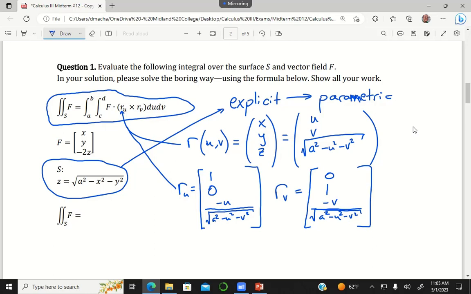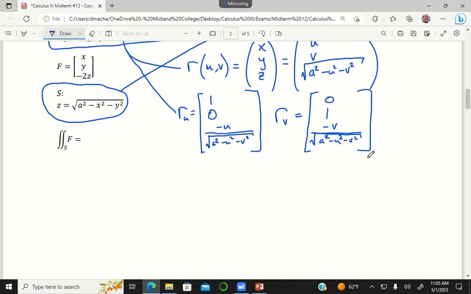Okay. Then, obviously I'm trying to do this formula, right? So I need to take the cross product. Let's do the cross product real quick. r_u cross r_v is going to be the determinant of this thing. No, sorry, I'm thinking about the curl. But this is just the cross product of two vectors, right?